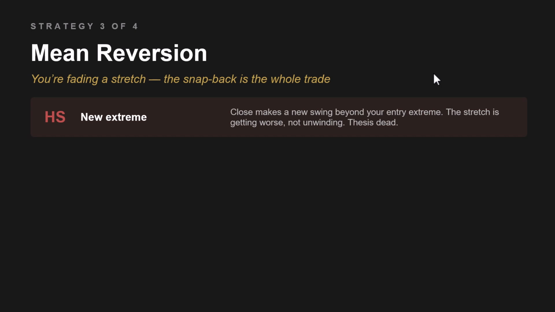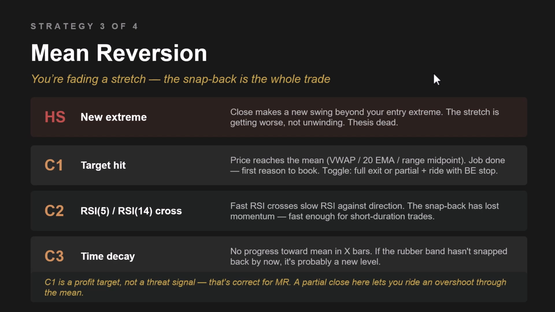So the stretch is getting worse. We've got a new extreme. It's not unwinding. Our trade idea that this is going to revert to the mean is dead. So hence that's where we place our hard stop. Now, in terms of confluence factors, there are three.